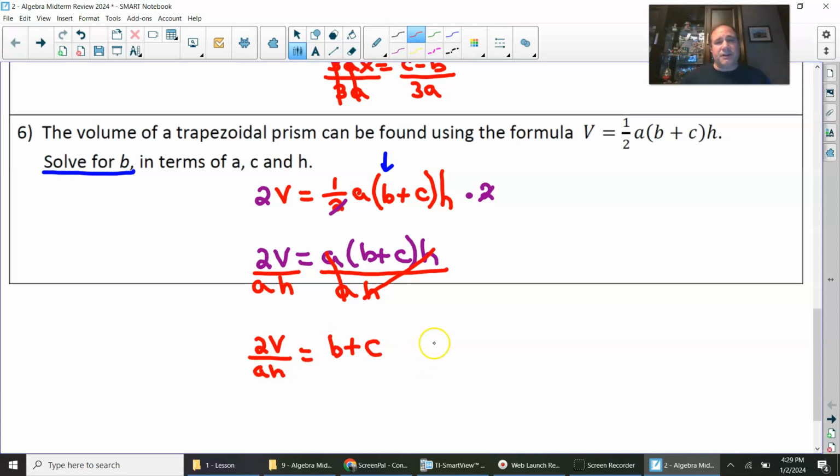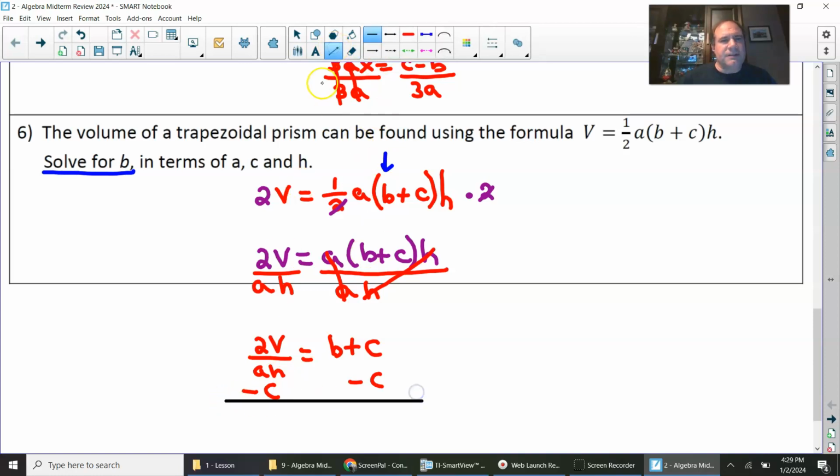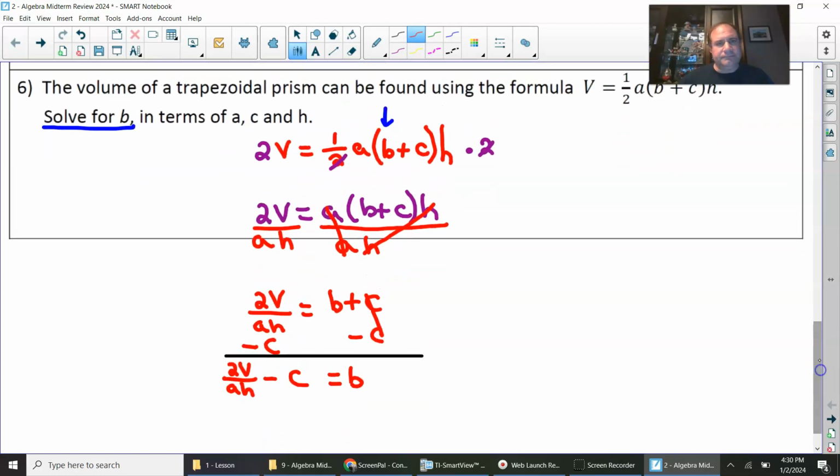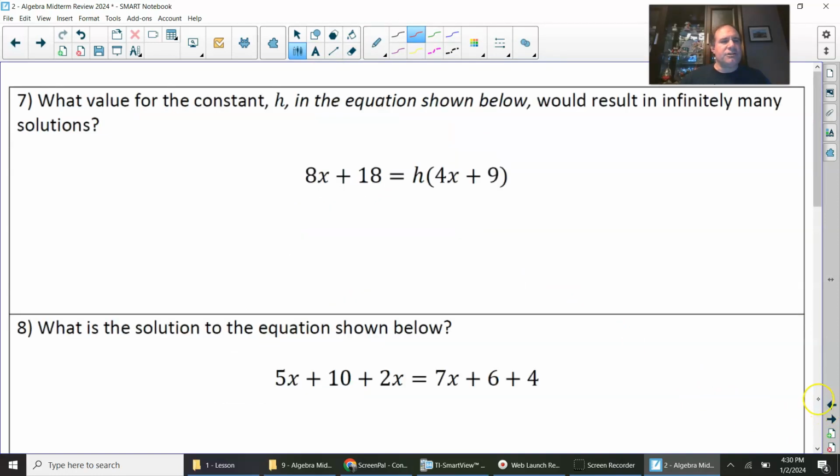There's one more step to solve for b. You minus c on both sides, and we are almost done. The c's cancel out. That's what you want. You want the b to be alone. So you have b equals 2v over ah minus c. And that is your answer, right here. A tough question, but inverse operations, use what you know.